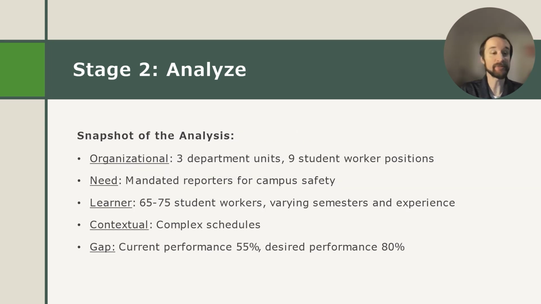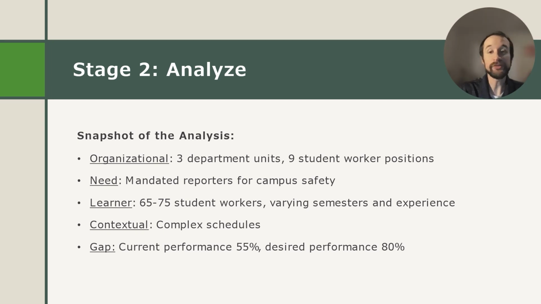Here is a snapshot of the analysis that was collected. When it comes to the organization, there are 3 department units and 9 student worker positions that students could have, and those 9 student work positions fall under any one of the 3 department units. When it comes to the need that arose, it's centered around, once again, them being mandated reporters while they are working, centering around campus safety. As it is expected and required of them to be able to understand and follow the appropriate reporting processes if, once again, they experience a crime, if they witness a crime, or if someone shares it with them.